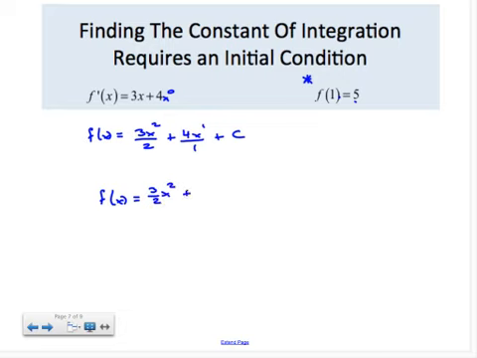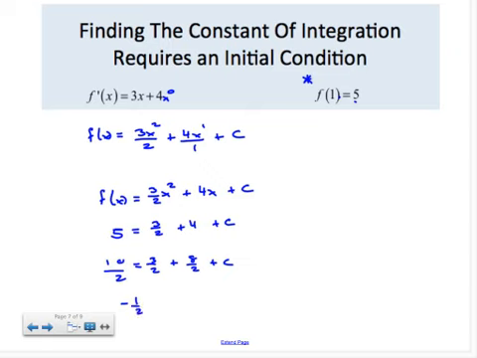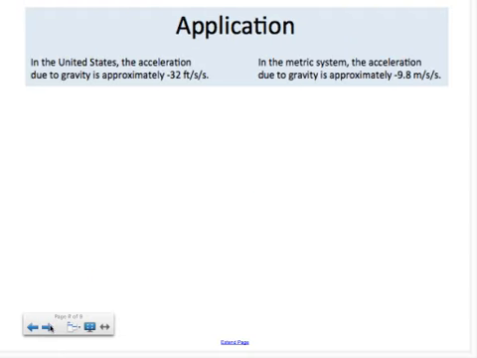Now, because I was given a point that the curve actually passes through, (1, 5), I can find the c. So 5 is equal to f of 1, which is equal to, when x is 1, 3 halves times 1 plus 4 times 1 plus c. Let's convert everything to halves real quick. So 10 halves equals 3 halves plus 8 halves plus c. So it looks like c is going to be equal to -1/2. So in certain cases, you can find the mysterious c if you're given an initial condition.